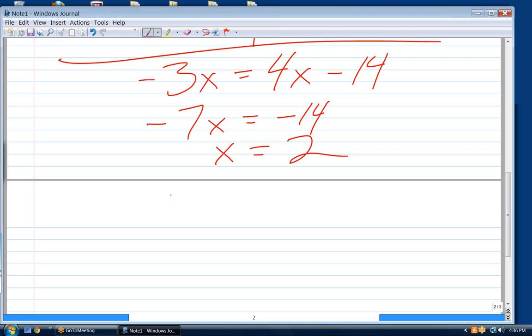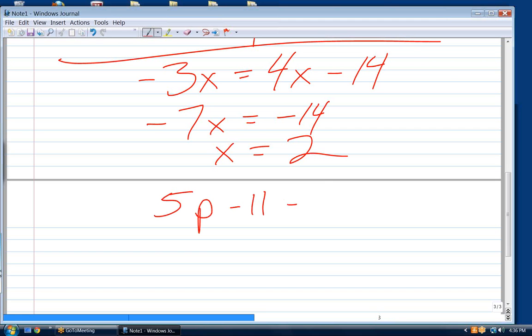Then we have 5p minus 11 equals 9p plus 17. So I added 11 to both sides. And then, wait, one moment.